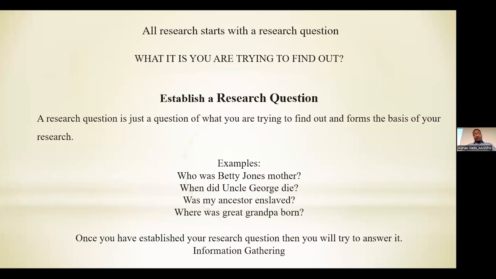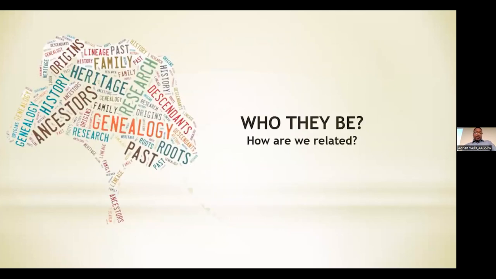And so once you establish a research question, then you will try to answer it. I call this the information gathering. My research question pertains to DNA. So who are they, how are we related? Because when I got my DNA results, I had these DNA matches that were hot matches, and I had no clue as to who they were. But I have since found out that my dad is not actually my biological father, so they're related on my biological paternal side.